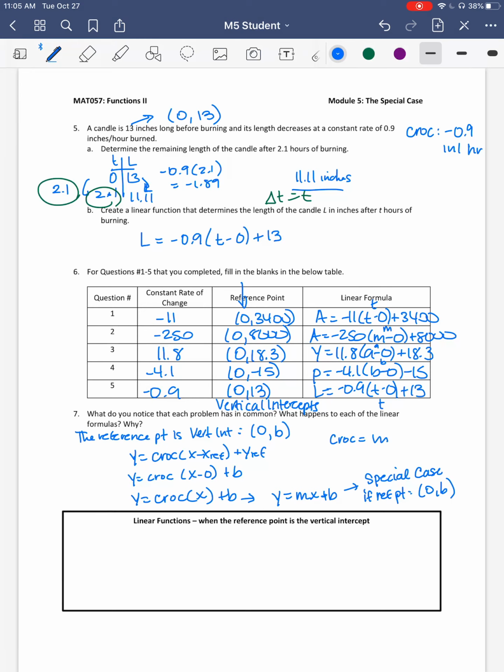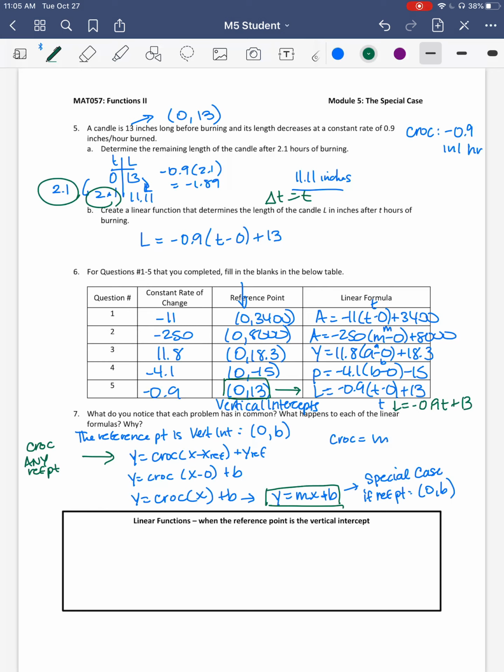So this form right here, I'll make a different color. This one right here, you have your slope and you give me any reference point, right? You give me any point like we've been doing for the last 27, it feels like, activities, and I can write my formula. If my reference point is the vertical intercept, even if I start with this one, it's still going to simplify down. Or if I have my reference point, just like we had here, this is always going to simplify. This one I could have just written as L equals negative 0.9 t plus 13. It's always going to simplify to that y equals mx plus b.